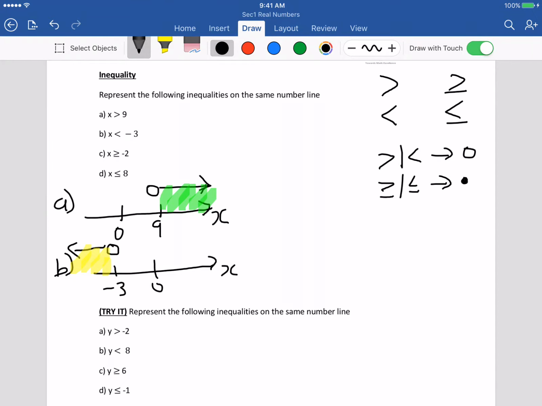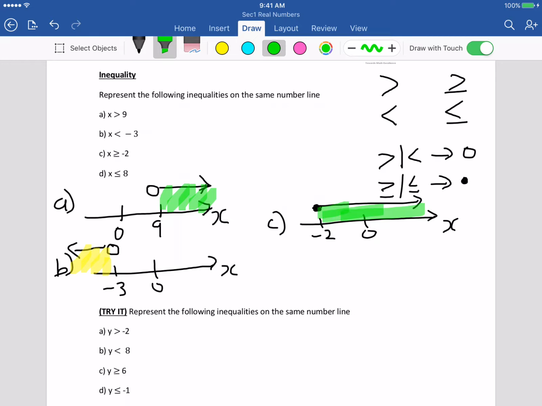Okay, let's try part C. The question asks me to express x more than or equal to negative 2. Denote where 0 is. Negative 2 will be somewhere here. Then this will be x. More than or equal to, we use a dot. Should we go right or left? More than or equal to negative 2 means negative 1, 1, 2, 3, 4, so it's like that. Okay, so the values are like that.